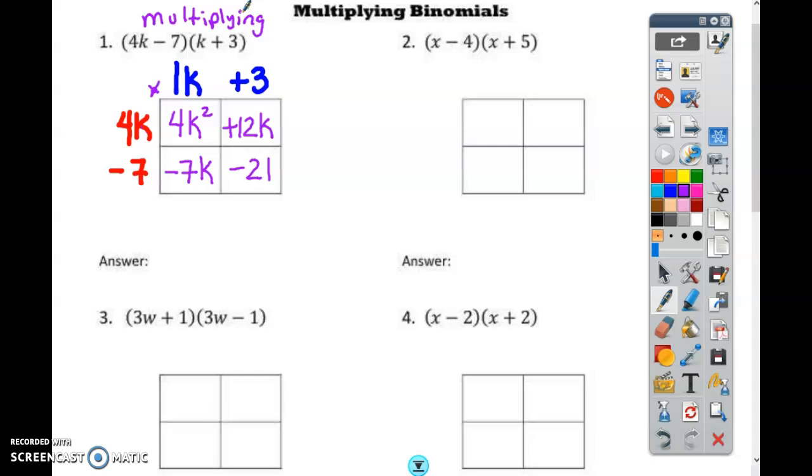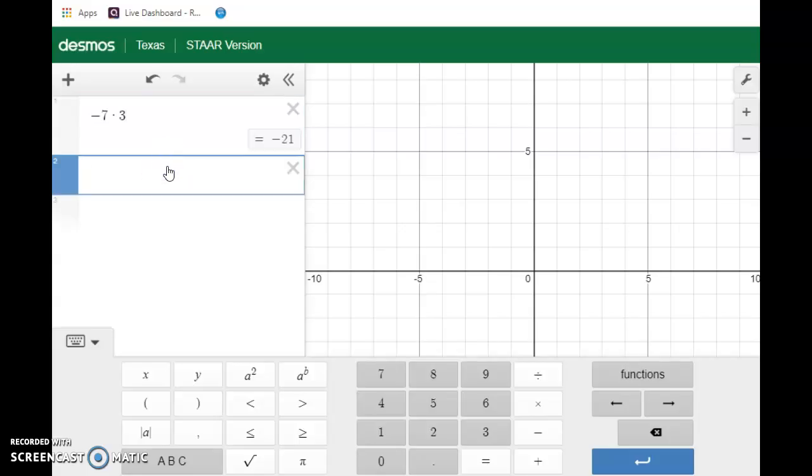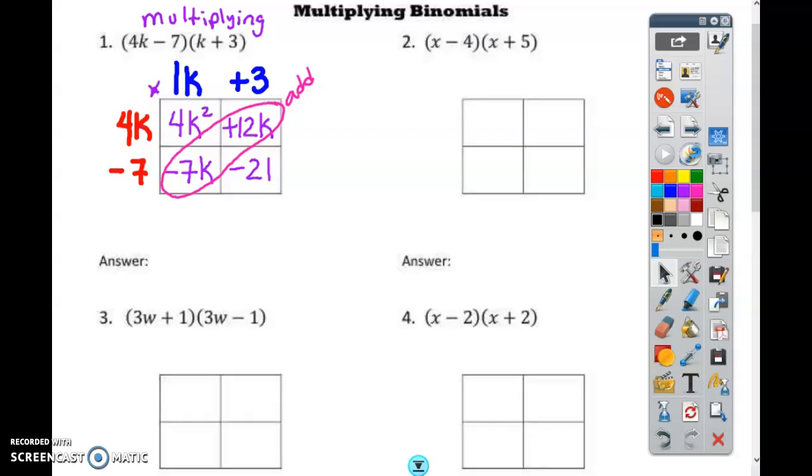Okay, once you finish multiplying, you're going to take the diagonals, which are the same. You see this has a k and this one has a k, and you are going to add, because you are combining like terms. These two look alike, so you combine them. So what's 12 plus negative 7, or negative 7 plus 12? Put it in the calculator. Negative 7 plus 12, that gives you a positive 5. So my middle term gives me a positive 5k.